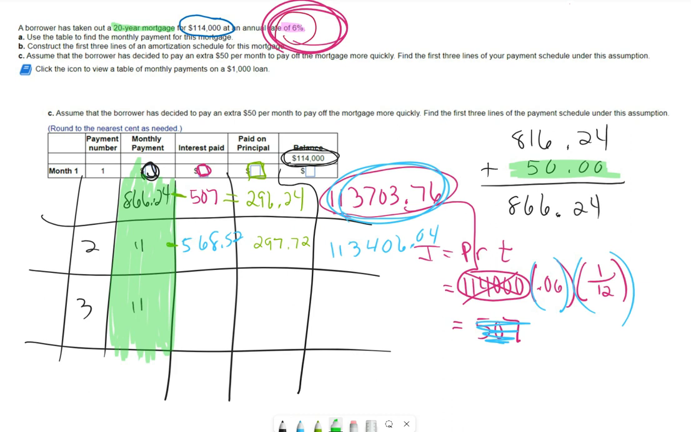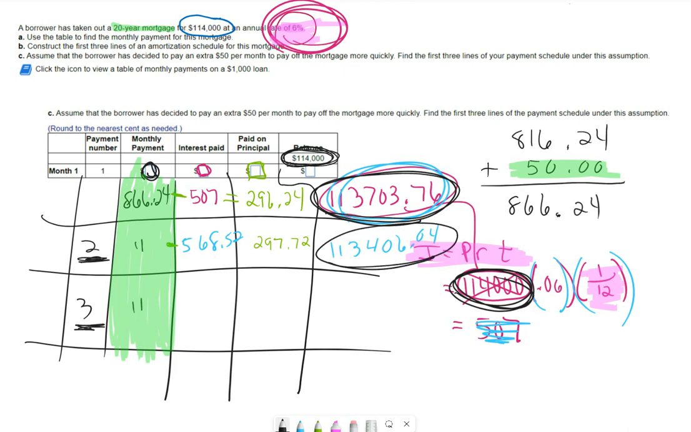Interest, however, will change. And you're always going to be using principal times rate times time. The rate will be this 6%. Time will always be 1/12. But what will change is your principal. And the principal will be whatever the previous balance was. So on the first line, you used the 114. To do the second line, I used this number instead. To do the third line, you'd use this number in place of the principal.